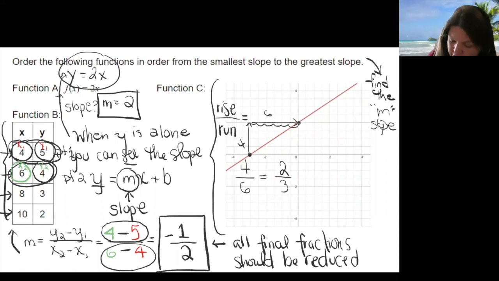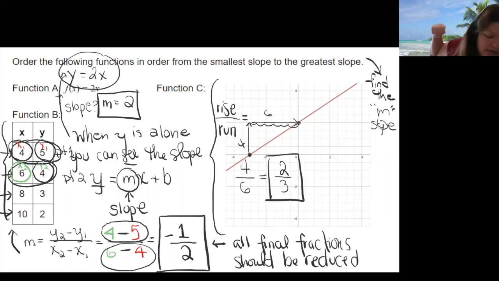But even if you don't know that, you can do it in your calculator. 4 over 6, by inputting n over d, 4 over 6, and then pressing enter, it would reduce it for you to 2/3. Okay, so here I have 3 slopes. 2, -1/2, and 2/3. And I'm supposed to order them from smallest to greatest.